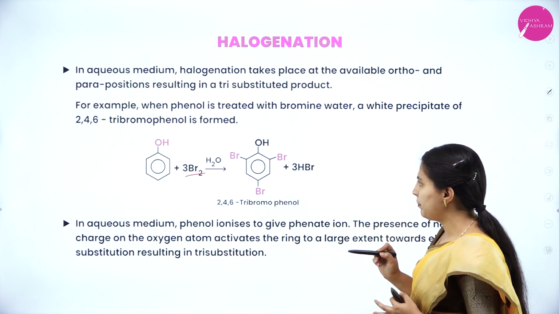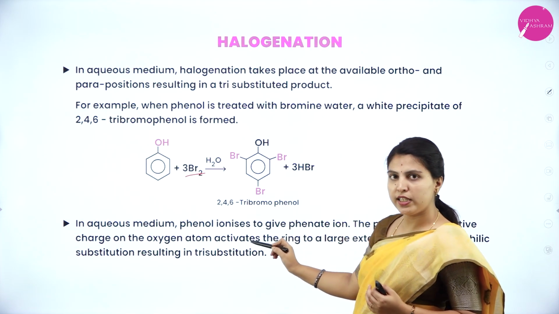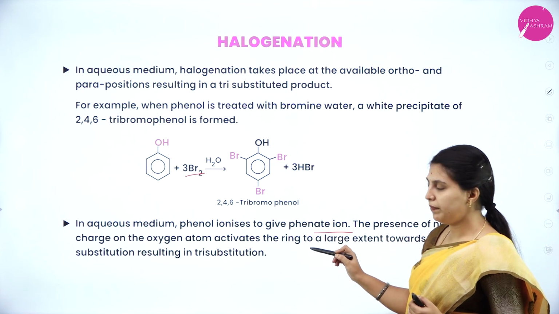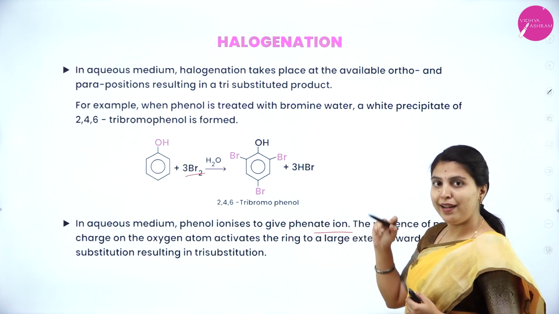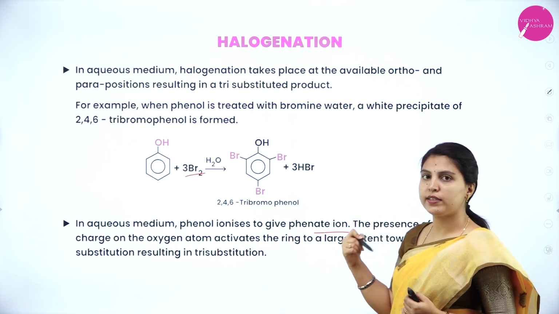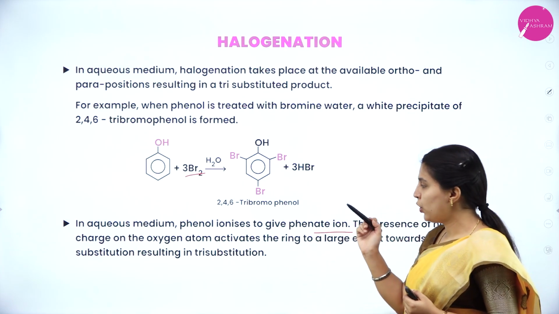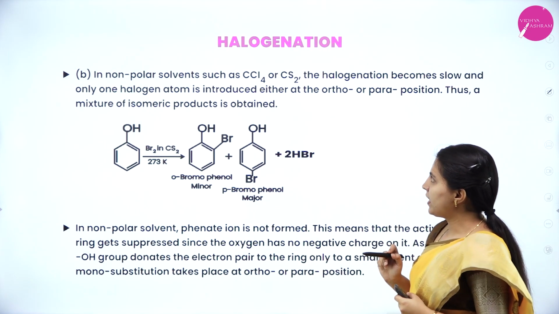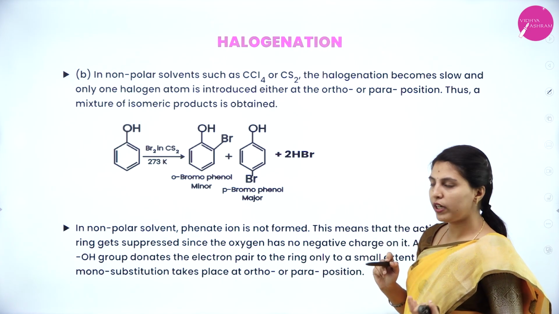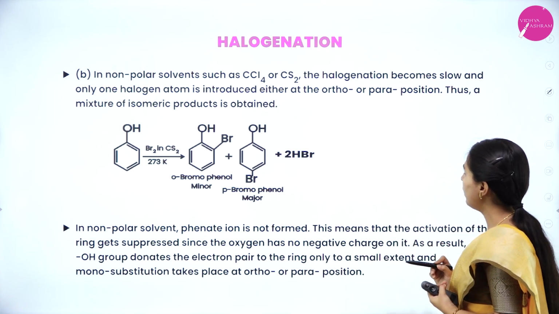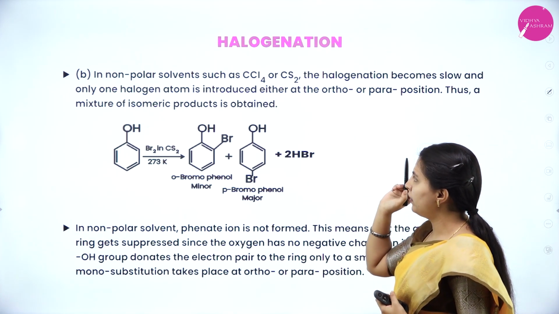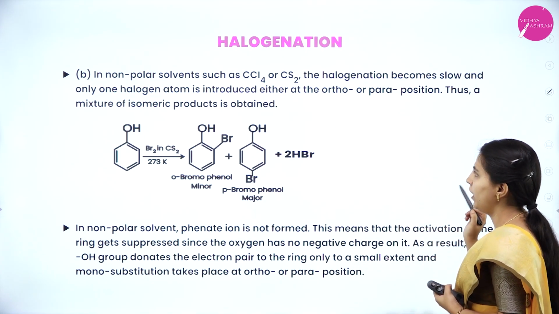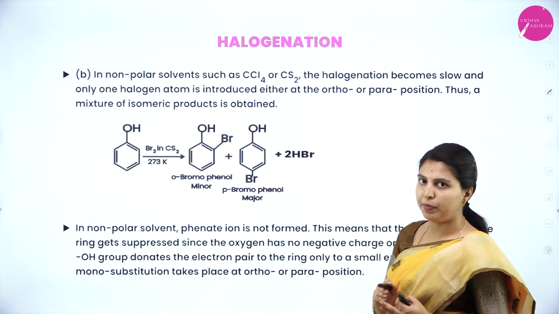Usually in aqueous medium, meaning in the presence of water, phenol ionizes to give phenate ion, and the negative charge on the oxygen atom activates the ring to a large extent, so it will undergo electrophilic substitution reaction to form tri-substitution. In non-polar solvents such as CCl4 or carbon tetrachloride or carbon disulfide solution, the halogenation becomes slow and only one halogen atom is introduced either at the ortho or para position. Thus, a mixture of isomeric products is obtained.